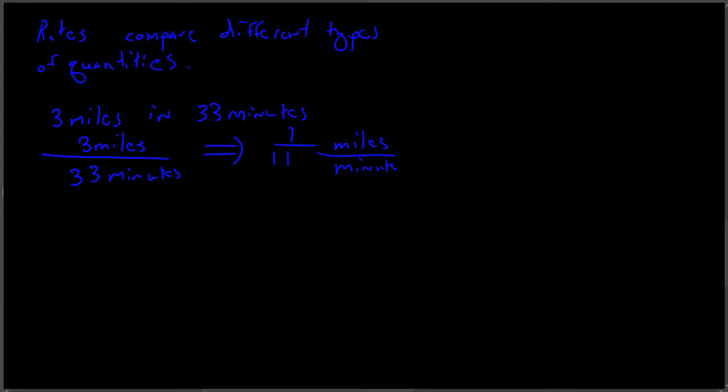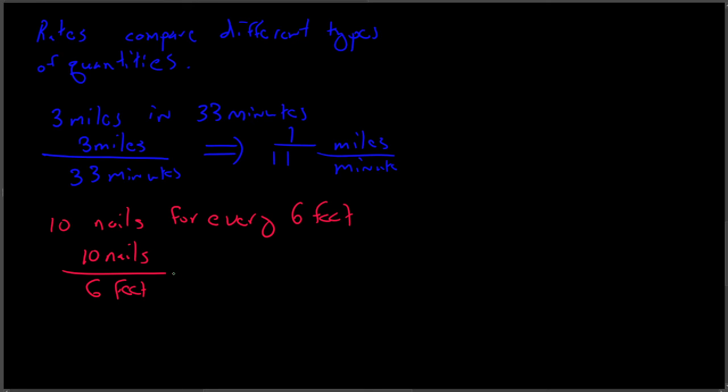Let's look at some more rates here. So if I have a board that I have to put 10 nails for every 6 feet, well, that has 10 nails. I keep my unit upstairs per 6 feet, which becomes, well, both these are divisible by 2. So that's 5/3 nails per feet.